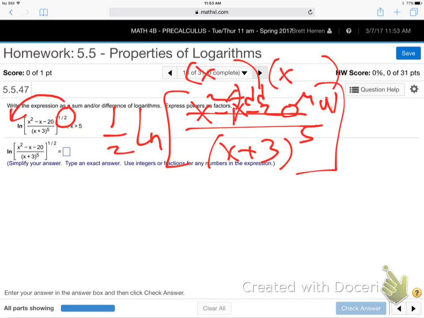-1. So what times what is 20? Yeah, 4 and 5. That'll multiply to be 20 at the back. And how do I get the middle to be -1? That's what's really in the middle.